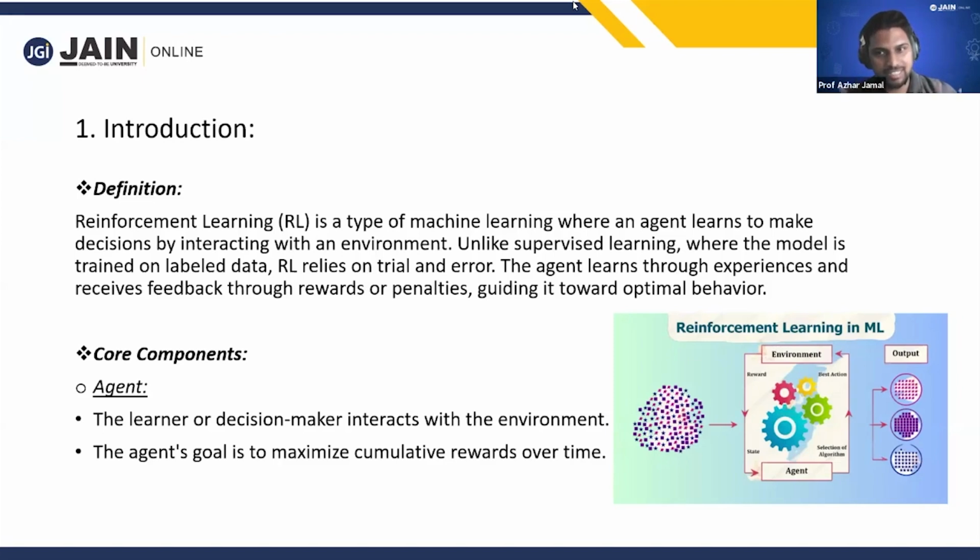What exactly is reinforcement learning? At least you have an idea. Let me just read the definition. At least we'll understand a bit of it. Reinforcement learning is a type of machine learning. In the bigger picture of AI, machine learning is a subset, and deep learning is a subset of machine learning. It's a type of machine learning where the agent learns to make decisions by interacting with an environment.